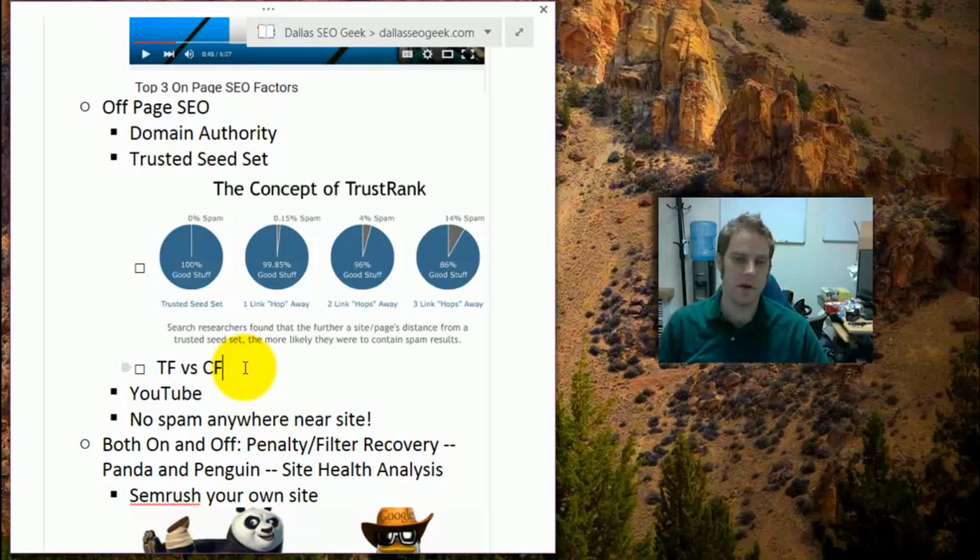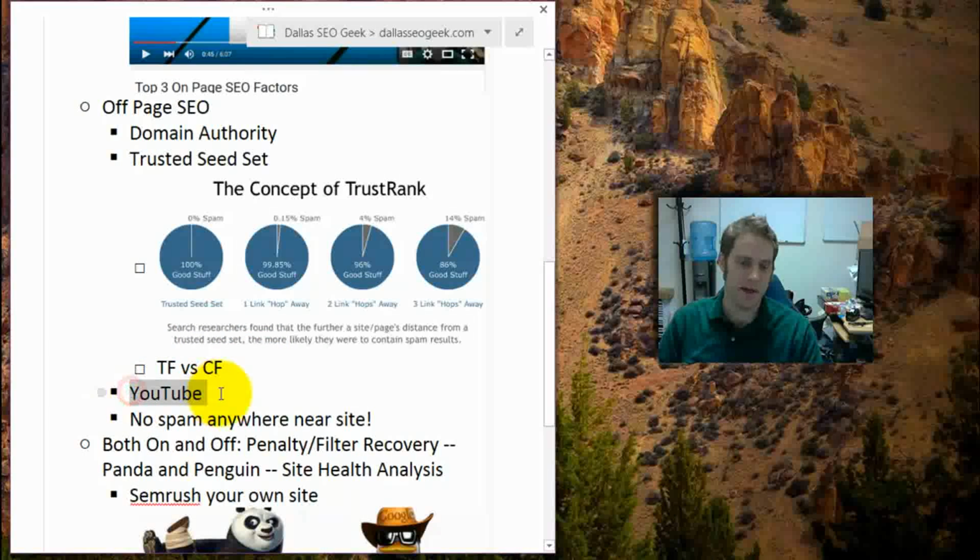On the other hand, if your trust flow is 20 and your citation flow is 20, that's really good, and you're going to need fewer links to rank, and you're going to be much safer against any penalties. So it's something to definitely think about if you're looking at your off-page SEO.